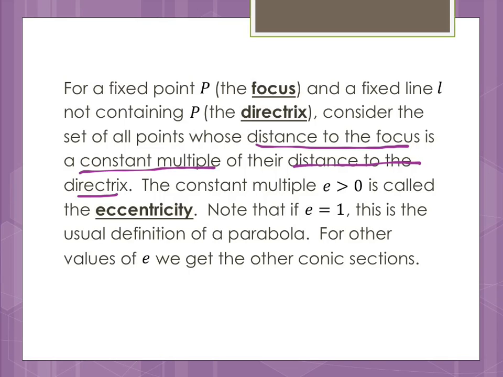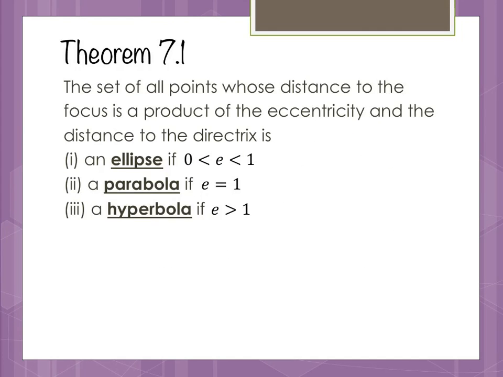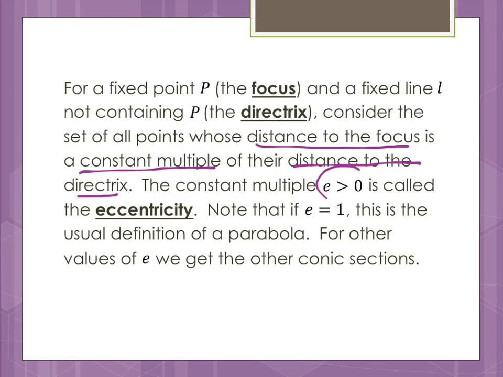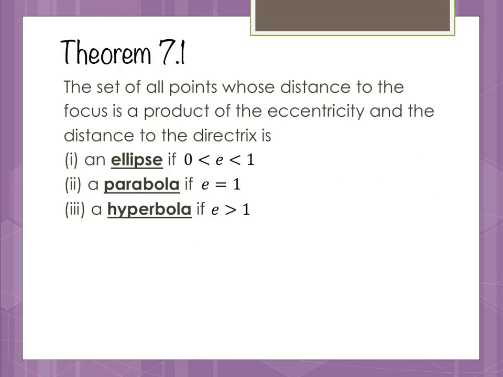So in particular, we have Theorem 7.1, and it says the following. If we have a set of points whose distance to the focus is a product of the eccentricity and the distance to the directrix, then we have an ellipse if you've got a number smaller than 1. Notice E is already positive, so we have an ellipse if the value is between 0 and 1. We have a parabola if E is equal to 1, which we already said. And then we have a hyperbola if E is greater than 1.